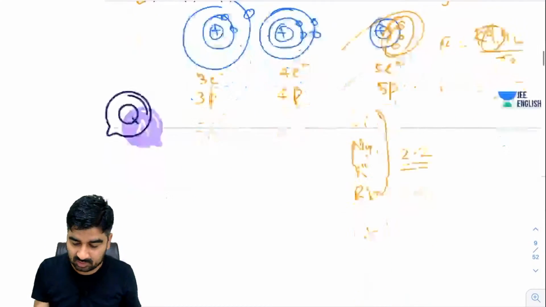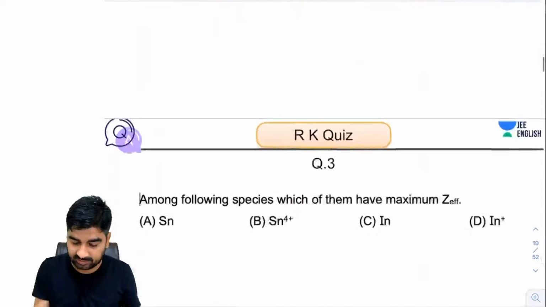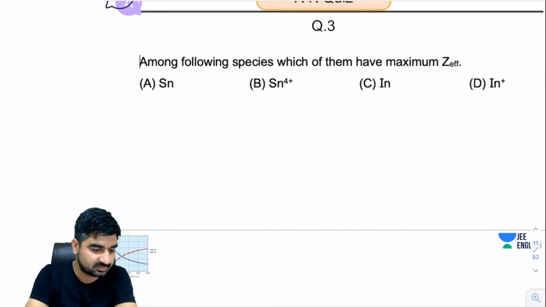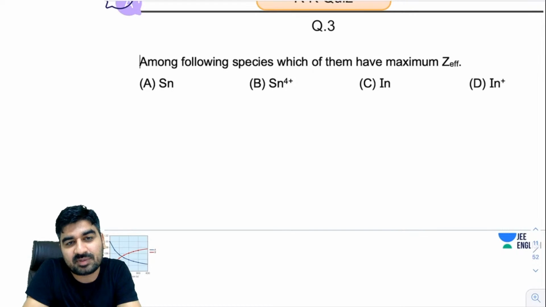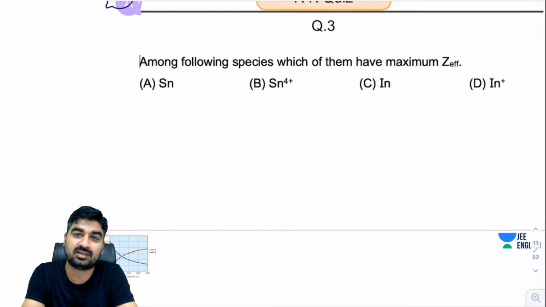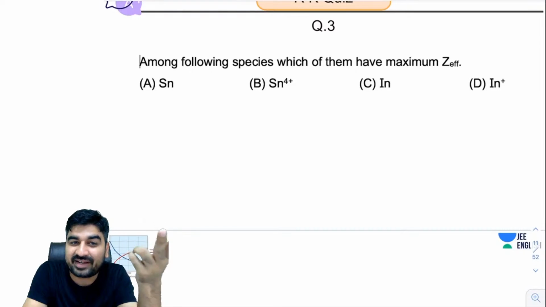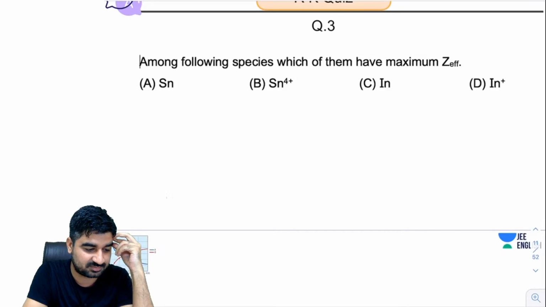So next problem is on your screen. It was second, so it is third. Among the following species, which of the following has maximum Z effective? Tin, tin 4 plus, iron, indium, indium plus. Again I am telling you, Z effective means net attraction force.